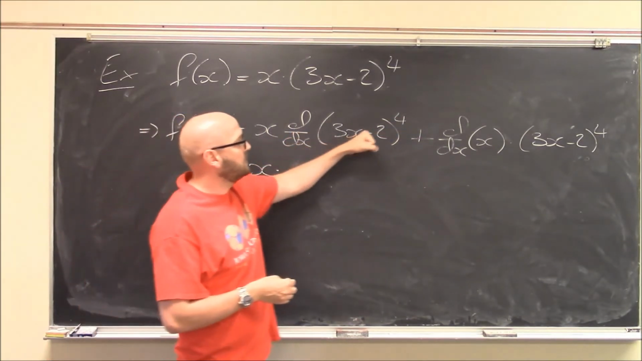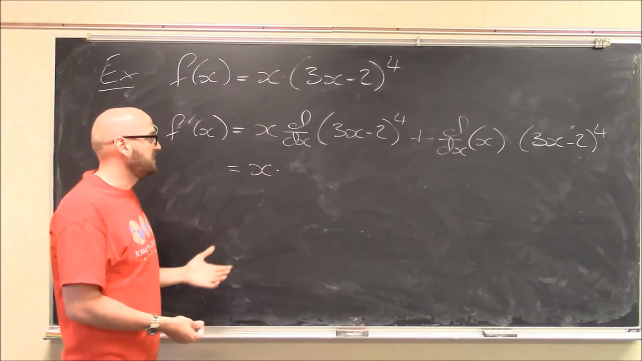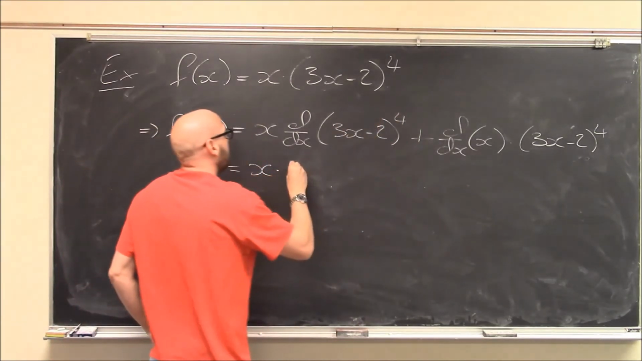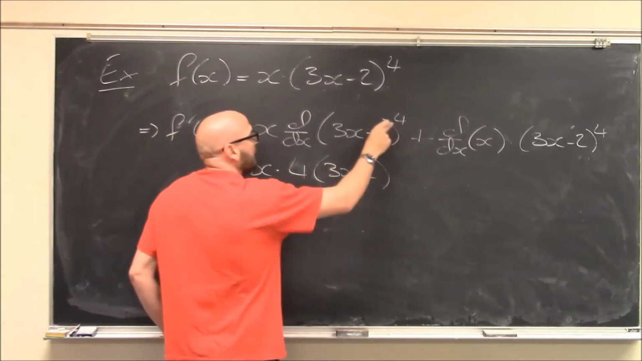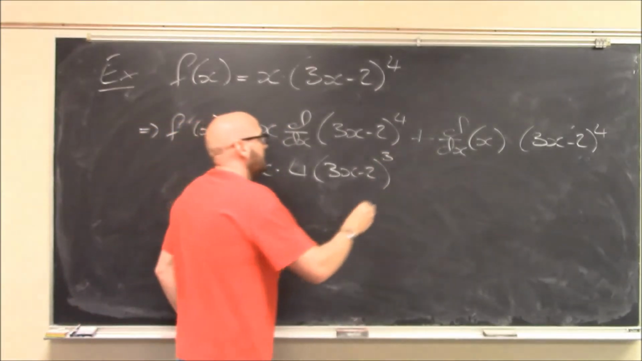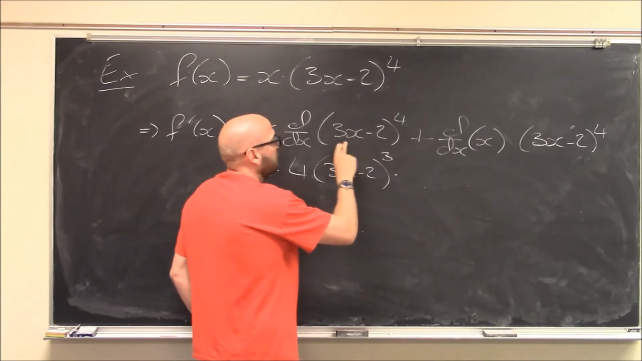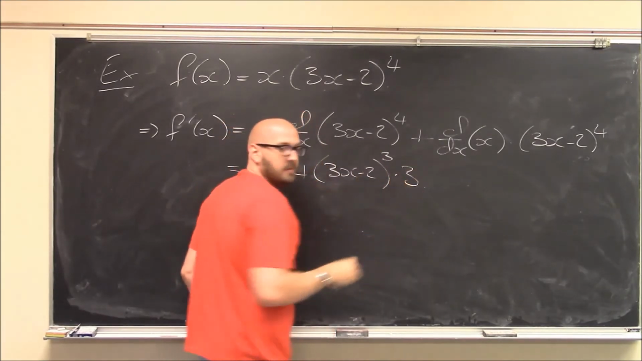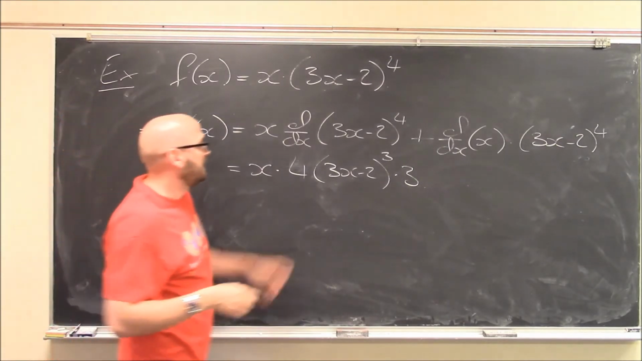Well, this is a function raised to the power of n, power fourth in this case, so we use the special case of the chain rule, which says 4 comes out front, the inside stays the same, and the power lowers by 1, so 3, times the second half times the derivative of the inside. What's the derivative of 3x minus 2? Just 3. And so we've differentiated this piece.